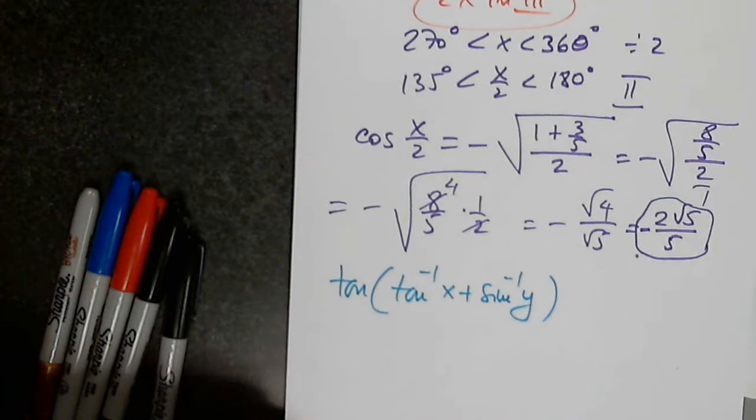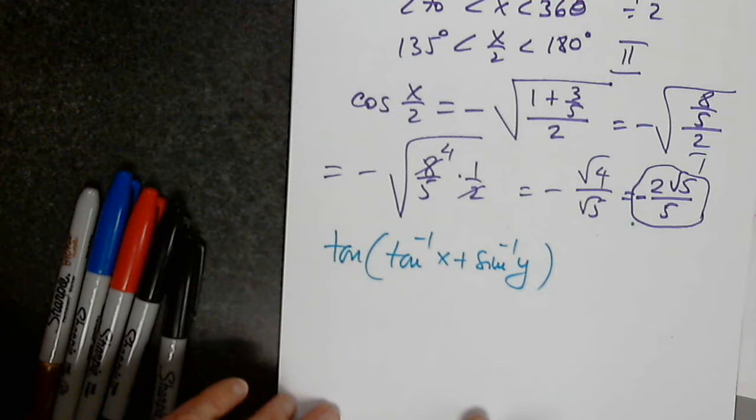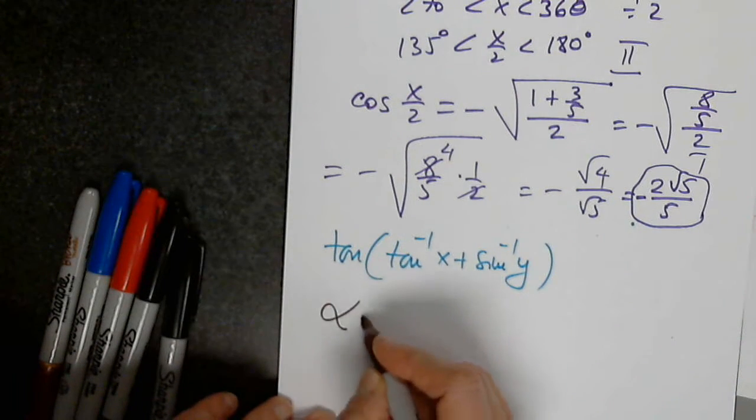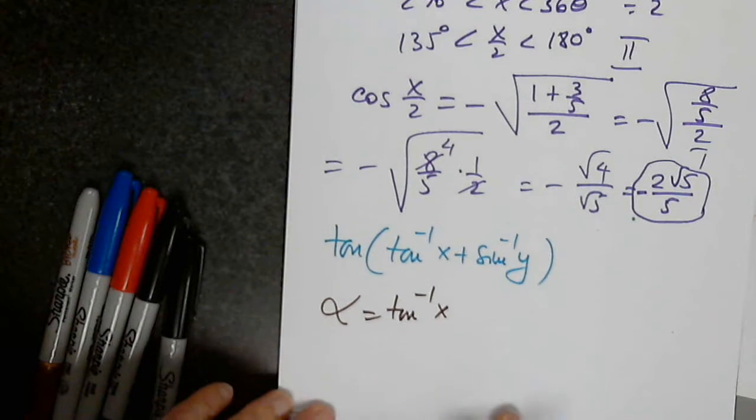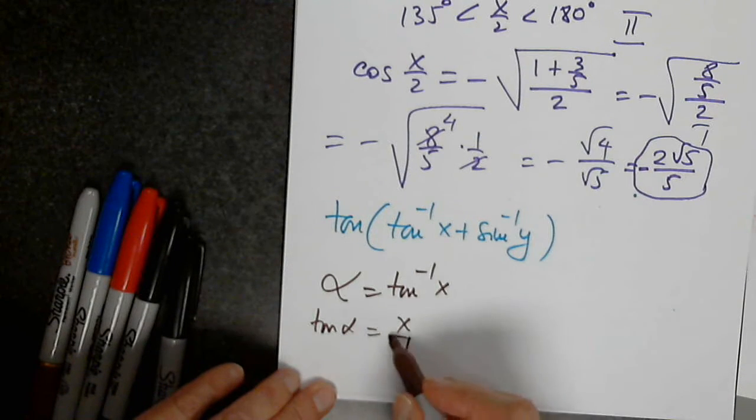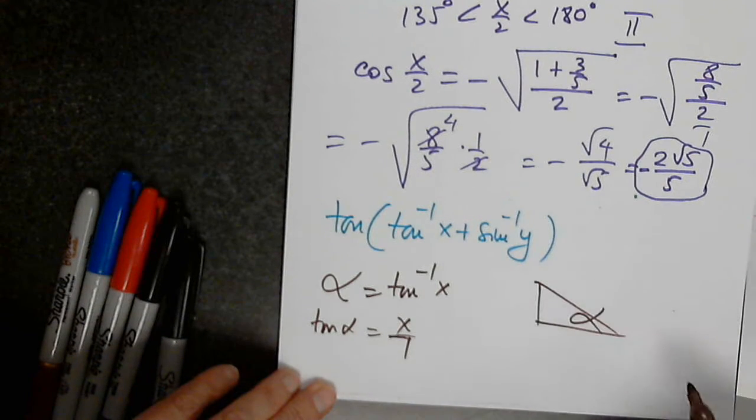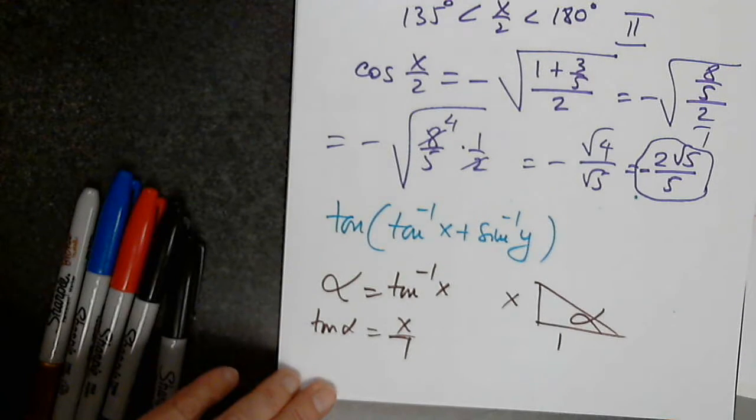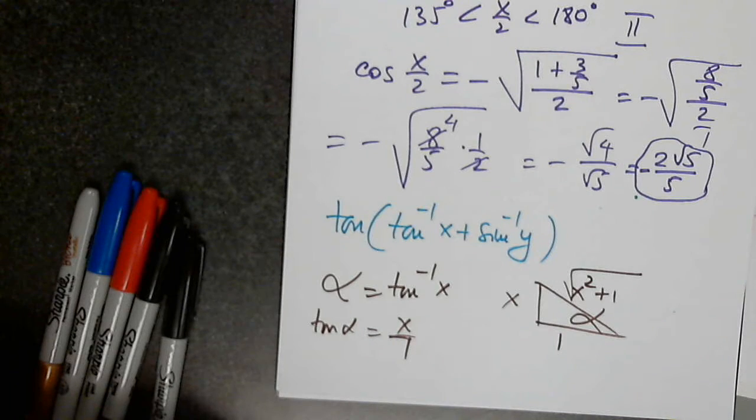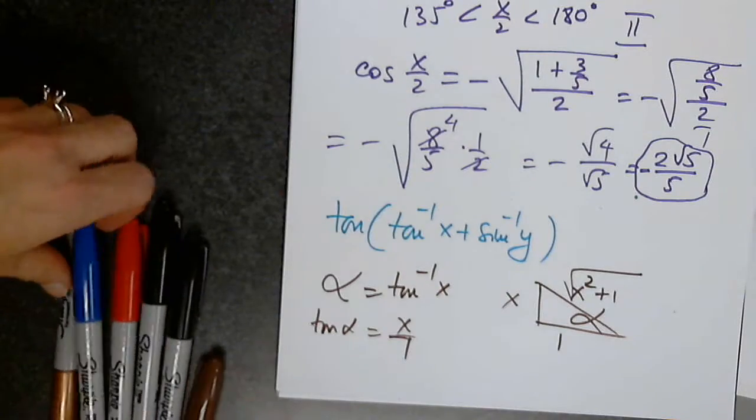The tangent makes it so much harder to get something given. Oh, no, you're given the legs when you're given tangent. So alpha equals tangent inverse x, which means tangent alpha equals x over 1. That's all you need. So this is your alpha, and you have x over 1. So that's why this is the square root of x squared plus 1. Tangent is even easier than sine and cosine, I think.